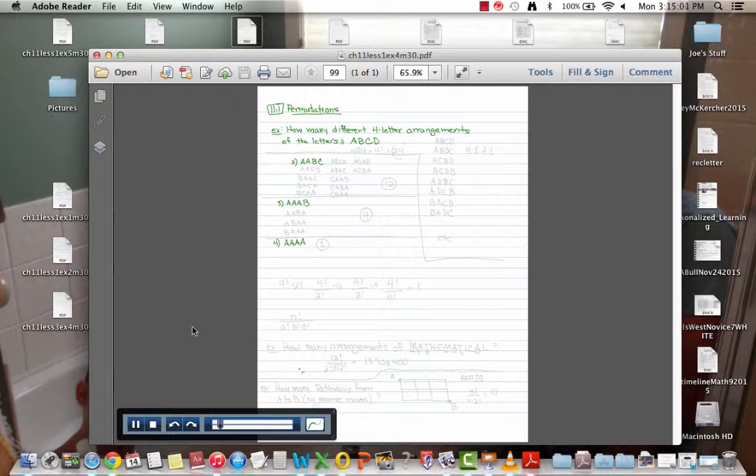We could start with the bottom one, AAAA. There's only one way to do that. You change an A for an A and you've got the same arrangement, so 1 is the answer to this last one. So let's talk about ABCD. By this point you probably are okay with that being 4P4 or 4 factorial, 24 different arrangements.